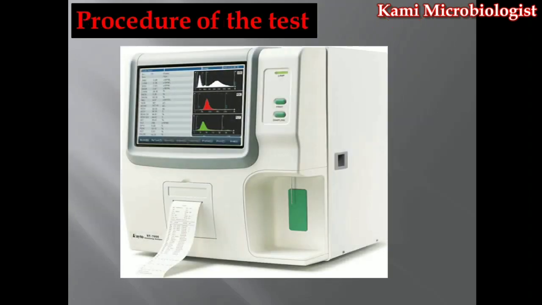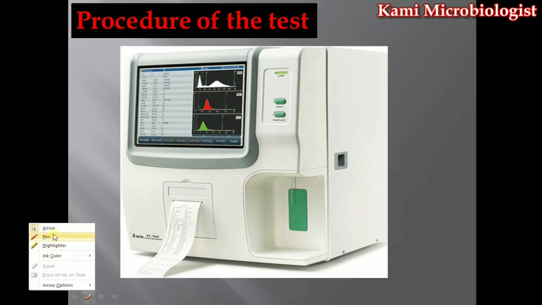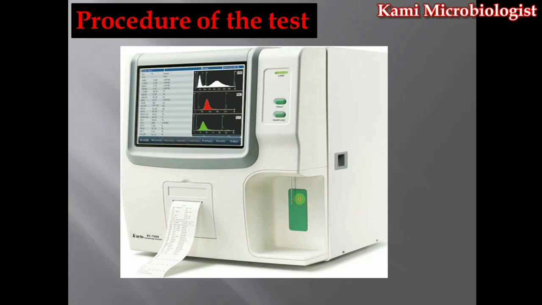Now let's talk about how we perform this test. For this test, first of all we have to take the blood in an EDTA tube, and then we perform the test using a hematology analyzer machine, as you can see. Let's suppose this is the EDTA tube. We remove the cap from the EDTA tube and then the needle, as you can see, will be dipped into the blood. After that we press this button. Once it is pressed, the machine takes a little amount of the blood and the needle then retracts.